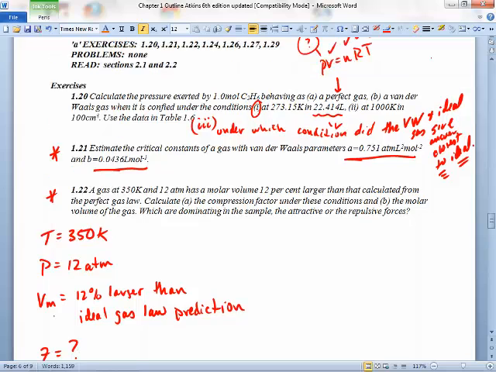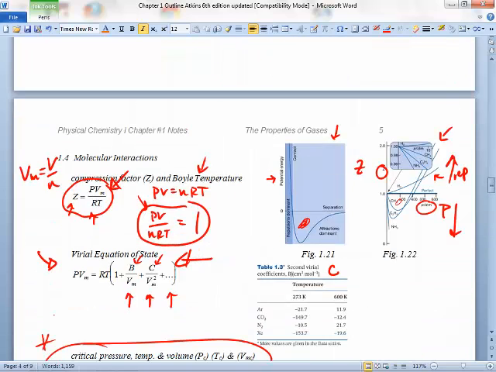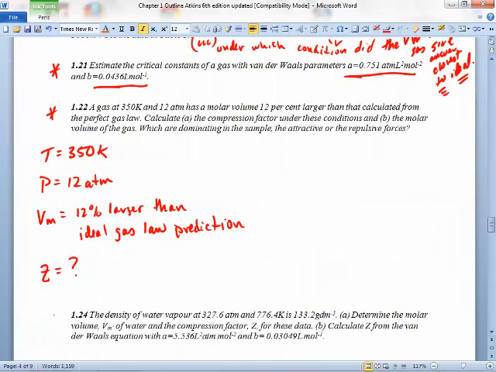So, where is it? There it is. Z is PVM over RT. Okay, so we're close. VM is 12% larger than that predicted by the ideal gas law.